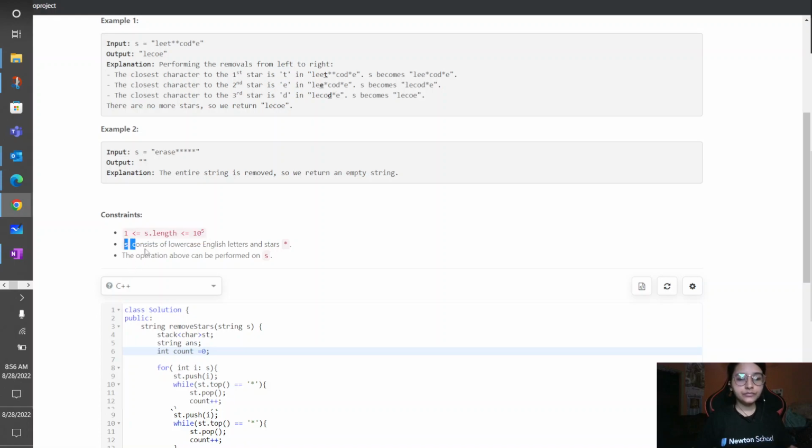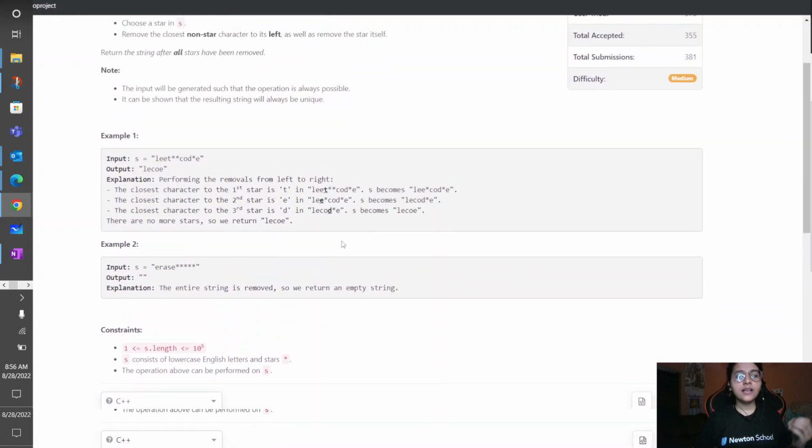And then s consists of lowercase English letters and stars, and the operation above can be performed on s. Basically they want to say that in performing all the operations, there won't be a situation when the string becomes completely empty and some operations are still left. So that won't be a scenario. They just want to say that the number of stars won't exceed the number of characters present in the string.